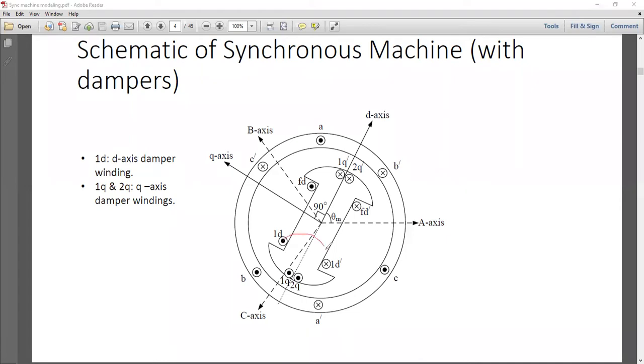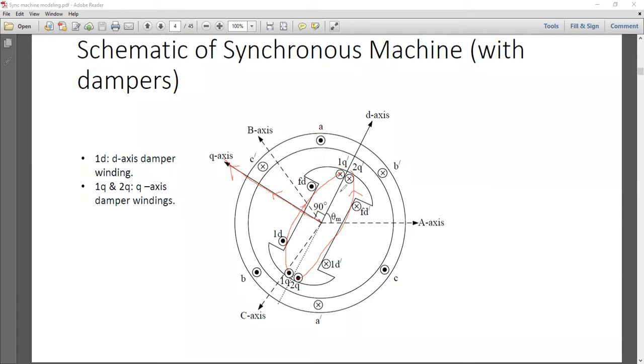It is along the D axis. What I'm saying is this: let's say some current is moving out of this and going into this. By the right hand thumb rule, you get it along this D axis. What about the Q axis? Similarly, if I erase this one, the current in 1Q is coming out and going into this. You can see clearly it will be along the Q axis, right? Similarly, for 2Q, if you follow the direction of the current, it will be along this direction.